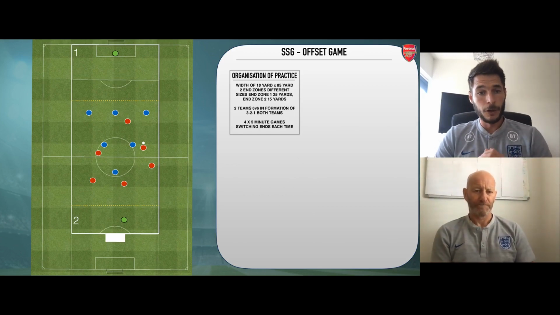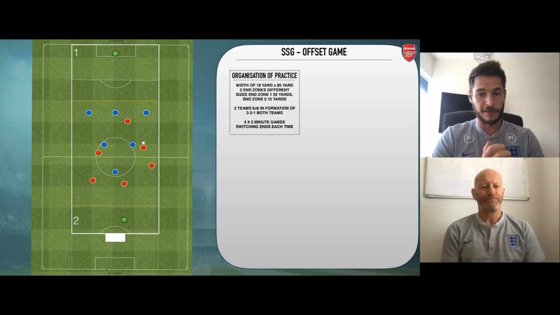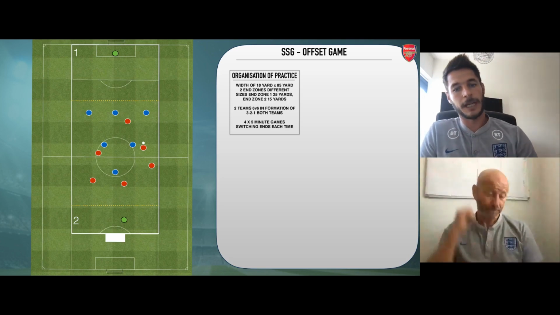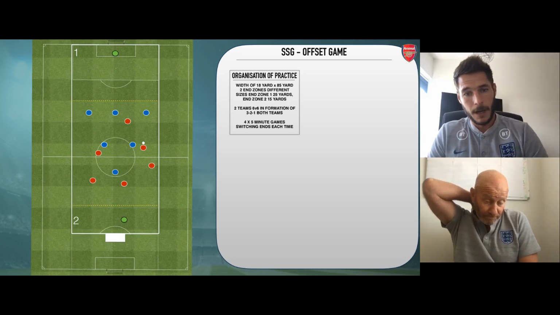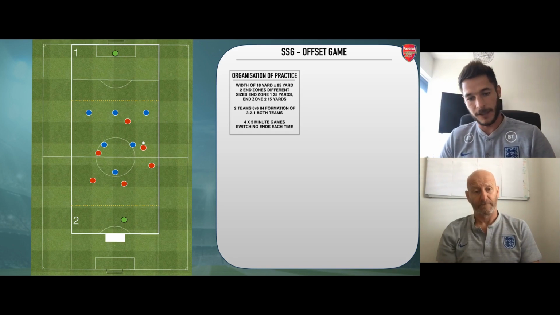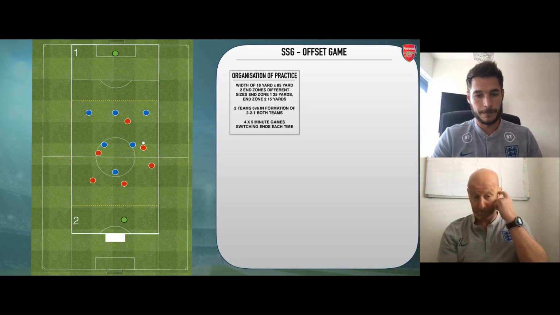So then we're going to look at a small-sided game, and we've called this the offset game. From an organisation of practice, we're looking at a width of 18 yards by an 85-yard area, with 2 end zones at different sizes. You can see the yellow markers there giving 2 different sizes of end zone. So 2 teams, 6v6, both in the same formation of 3-2-1. And we're going to play 4 5-minute games, switching ends each time. So each team will get 2 opportunities to play with a bigger end zone and a smaller end zone.